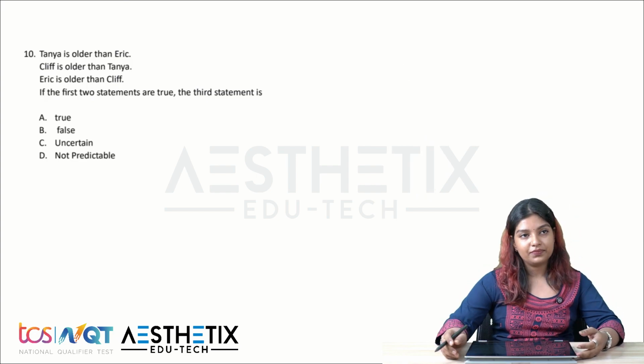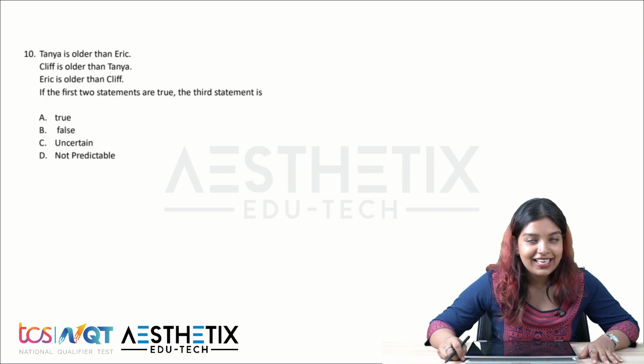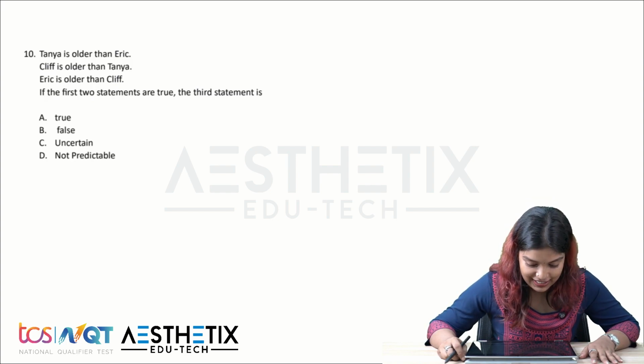You cut. No, wait a minute, it goes like this: Tanya is older than Eric. Cliff is older than Tanya. Eric is older than Cliff. Tanya is older than Cliff.